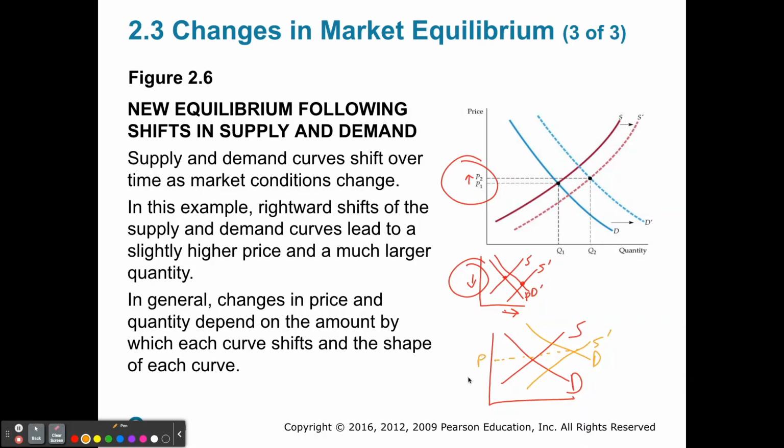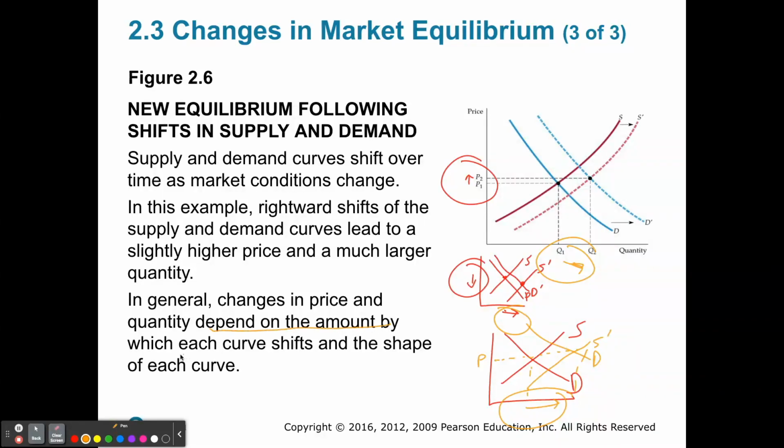I can get the price to stay the same, and yet the quantity still increases. So in all three cases, the quantity increased, but the price either went up, down, or stayed the same. So when you change two curves, the point of what I'm trying to say here is that you actually need to know how much they are changing by.